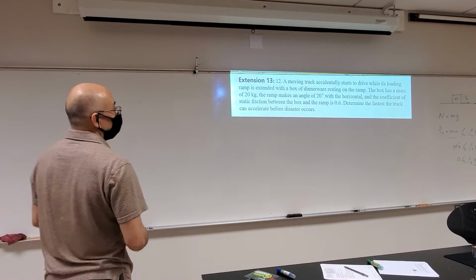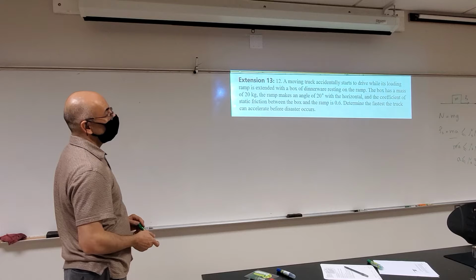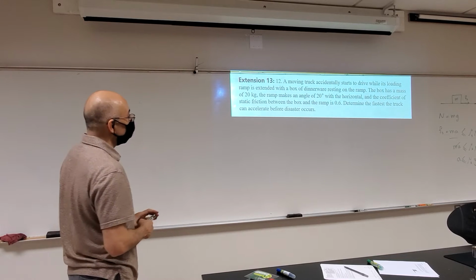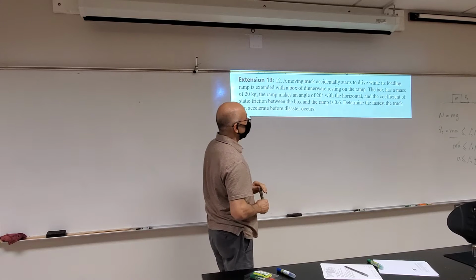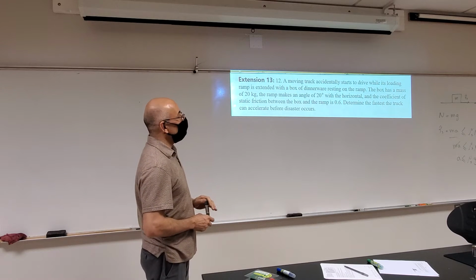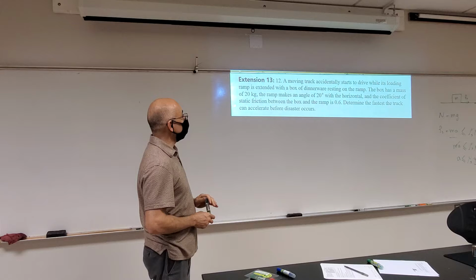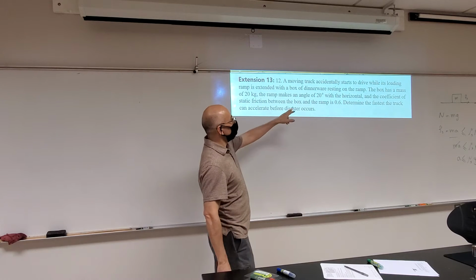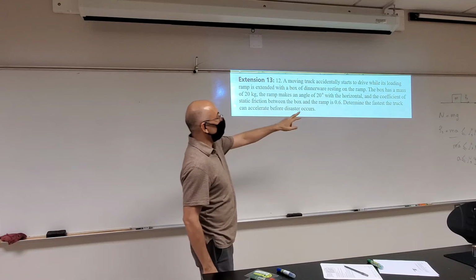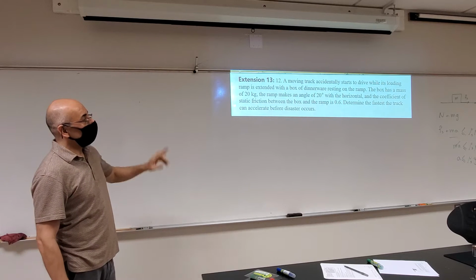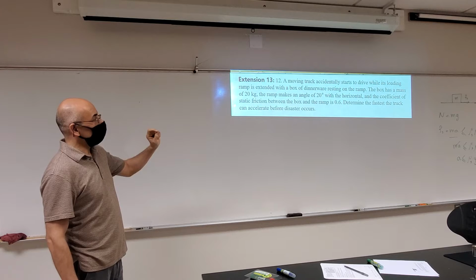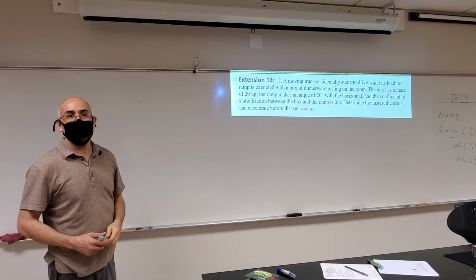So a moving truck accidentally starts to drive while its loading ramp is extended with a box of dinnerware resting on the ramp. The box has a mass of 20 kilograms. The ramp makes an angle of 20 degrees with the horizontal, and the coefficient of static friction between the box and the ramp is 0.6. Determine the fastest the truck can accelerate before disaster occurs.